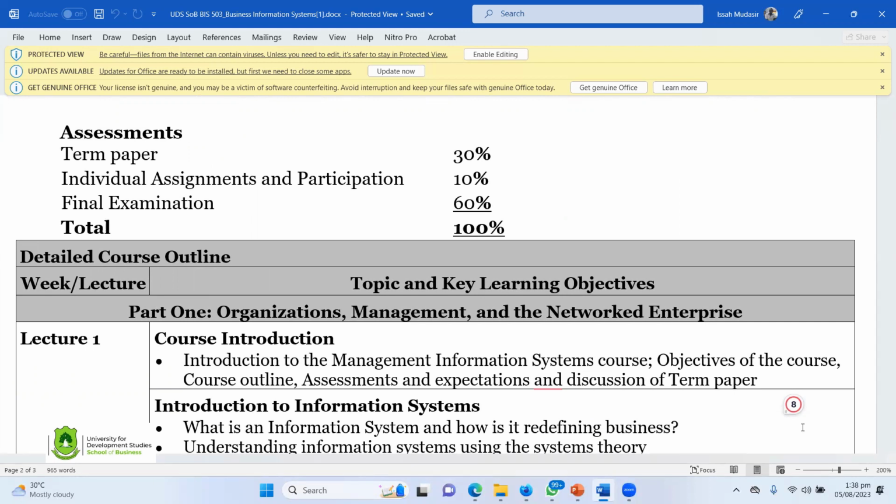But I say that when I give you a term paper, either a group term paper or individual term paper, and we will decide as a class whether it should be individually based or group based, that should carry 30%. And then I'm not sure if I will be able to give you an individual assignment. It could be an individual assignment or just participation in class. That takes 10%. Then in the exam, you will battle for 60%.